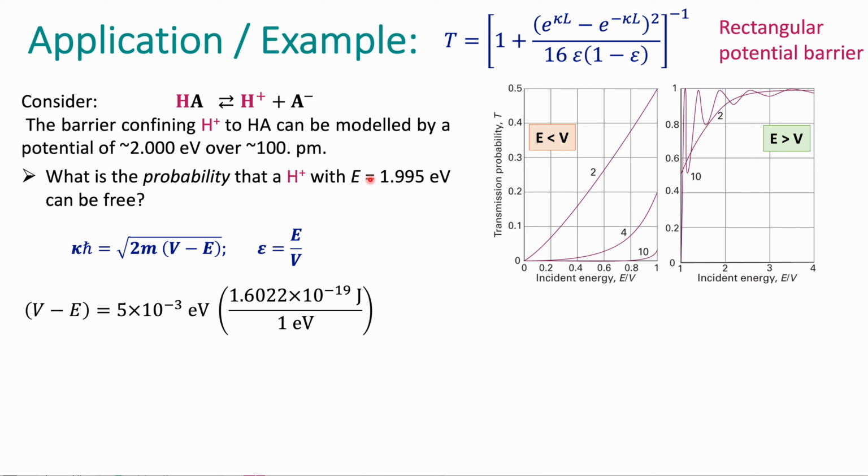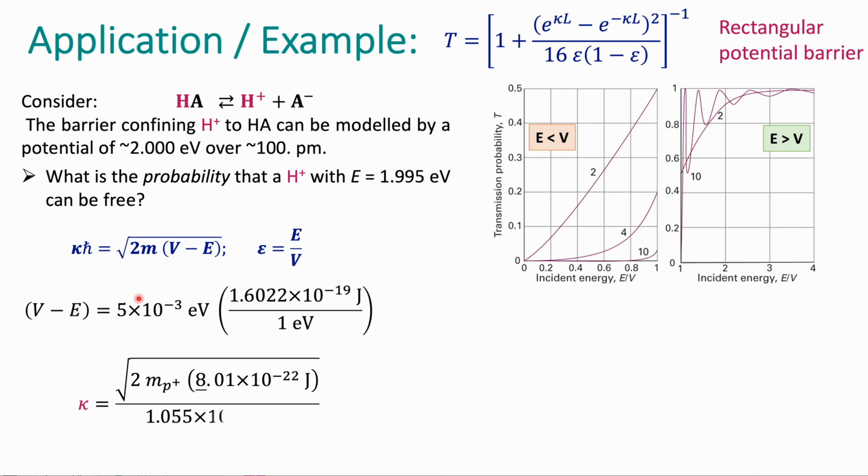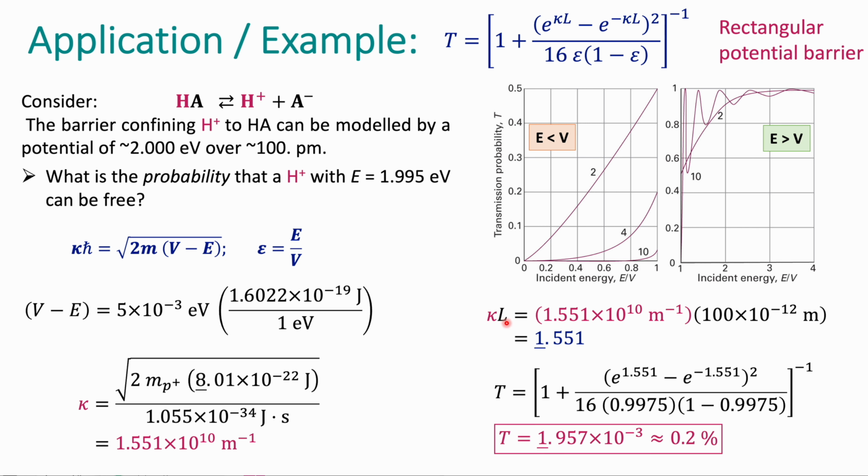Since all the energies were given in electron volts, we can convert that energy difference into joules, which is not necessary, but depending on the type of problem that you have, you may need it in order to make the right dimensional analysis. So we can calculate now kappa: it is the square root of 2 times the mass of the proton times the energy difference between the potential barrier and the energy of your particle, divided by h bar. You end up with a kappa that has units of inverse length, on the order of 10 to the 10. Then we take kappa multiplied by the width of the potential barrier.